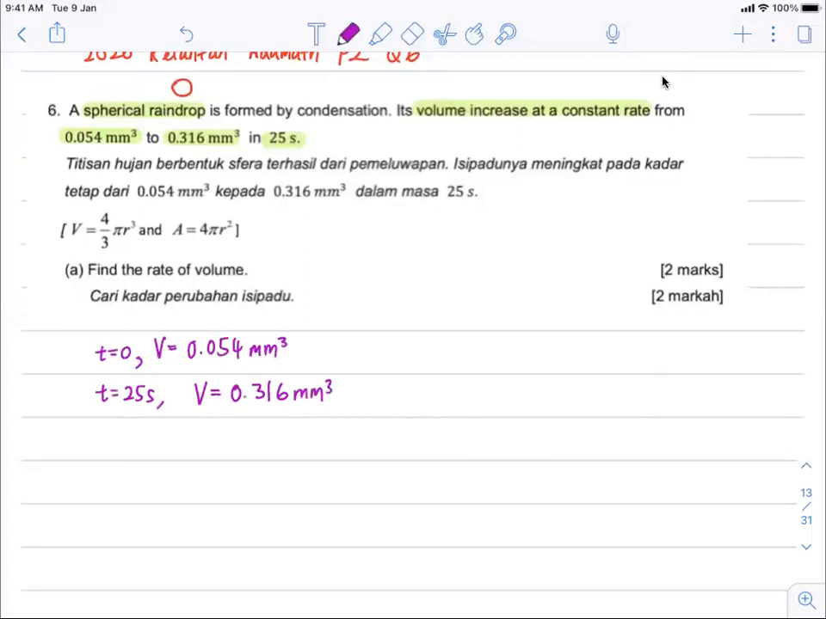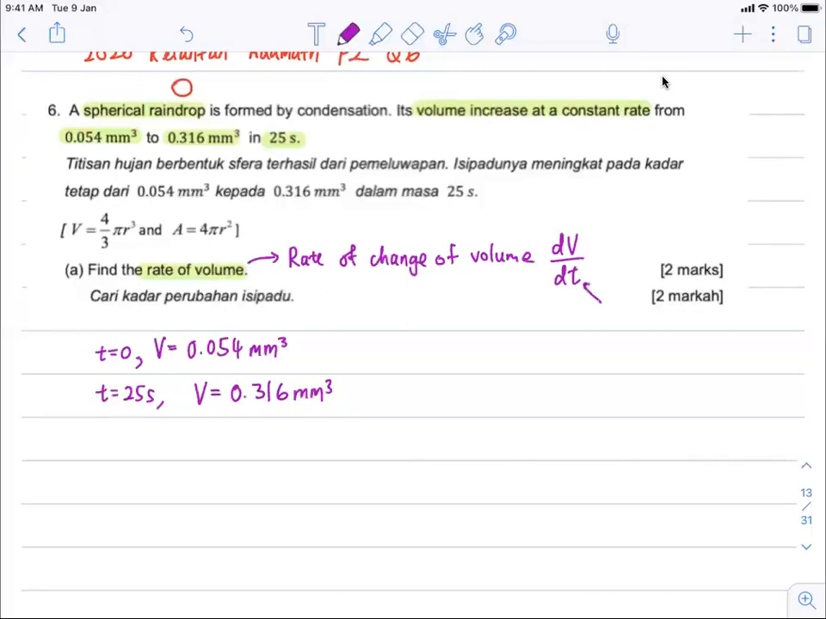Okay, now part A asks us to find the rate of volume. I think it's easier to understand if we write it as rate of change of volume. Or in other simpler words, how fast the volume is changing relative to time. So rate of change of volume is dV over dt, how fast the volume of the raindrop is changing relative to time.